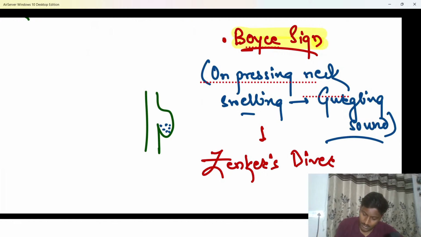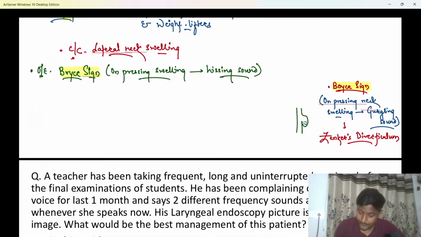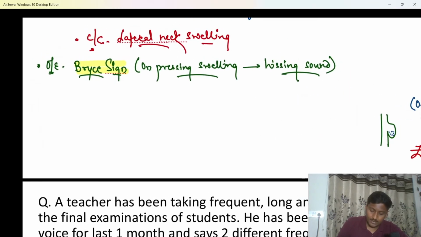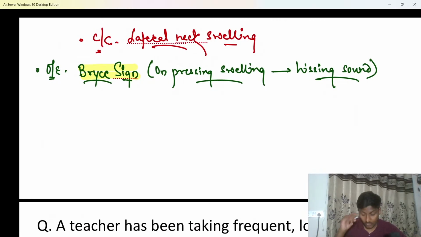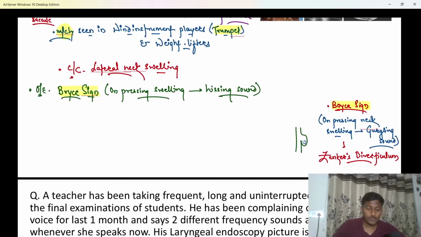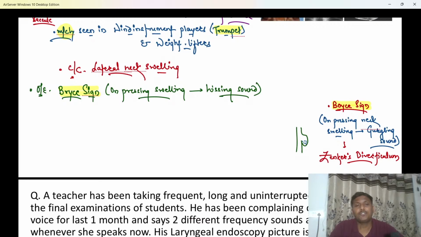ठीक है, याद रखना है. Don't get confused with Brice sign of laryngocele. ठीक है, important is this is the Brice sign bit on examination. Now further for investigation, what are we going to do?